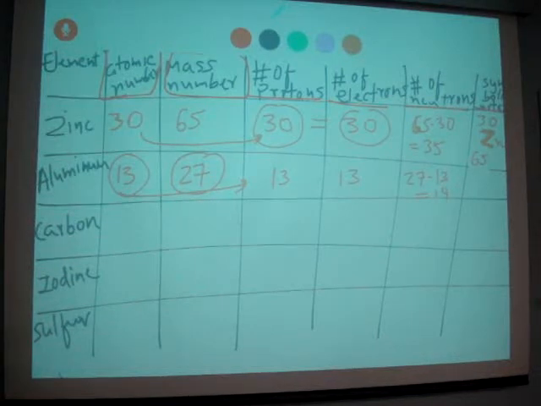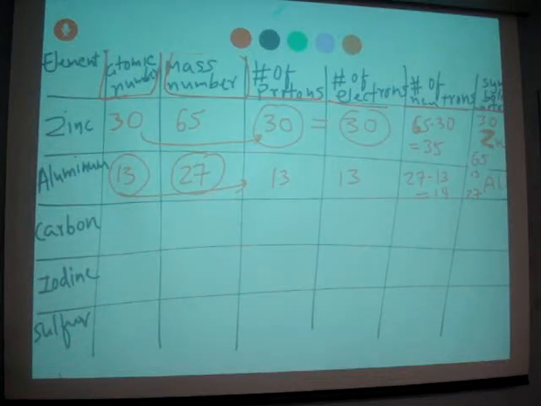And then when we write its symbolic notation, the symbol of aluminum is Al, with 13 as the atomic number and 27 as the mass number. So that way you can represent aluminum in its symbolic form.